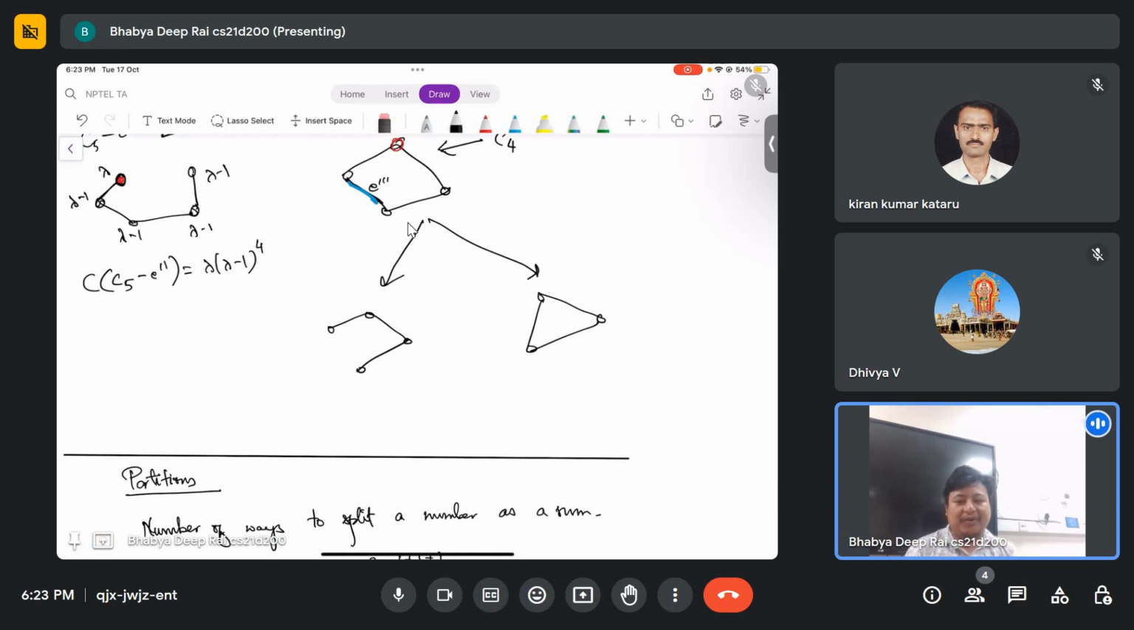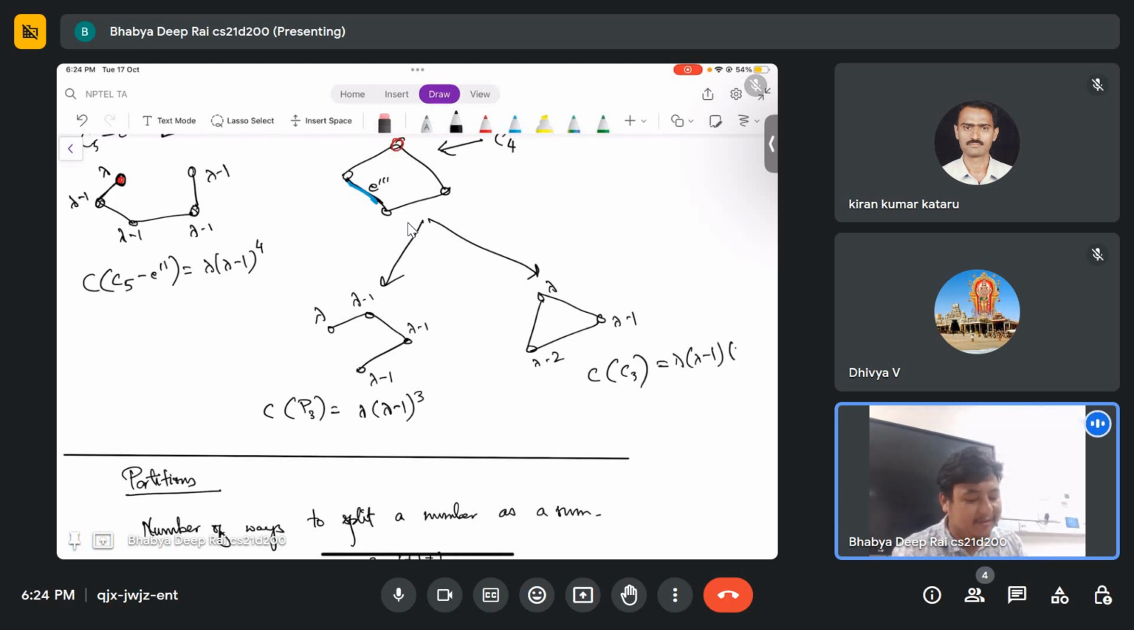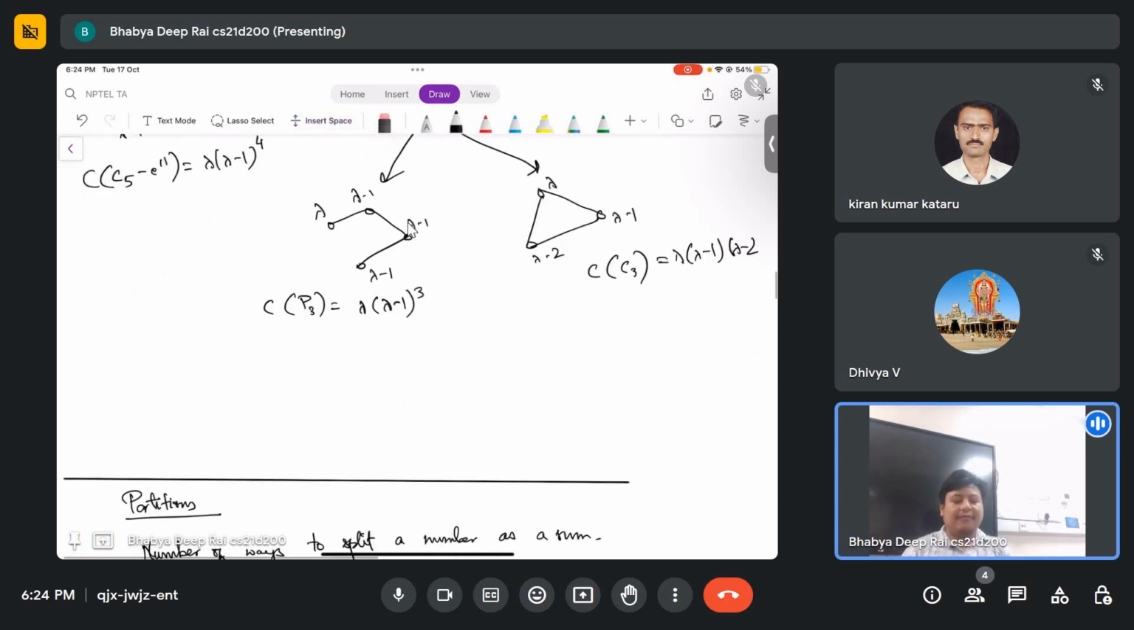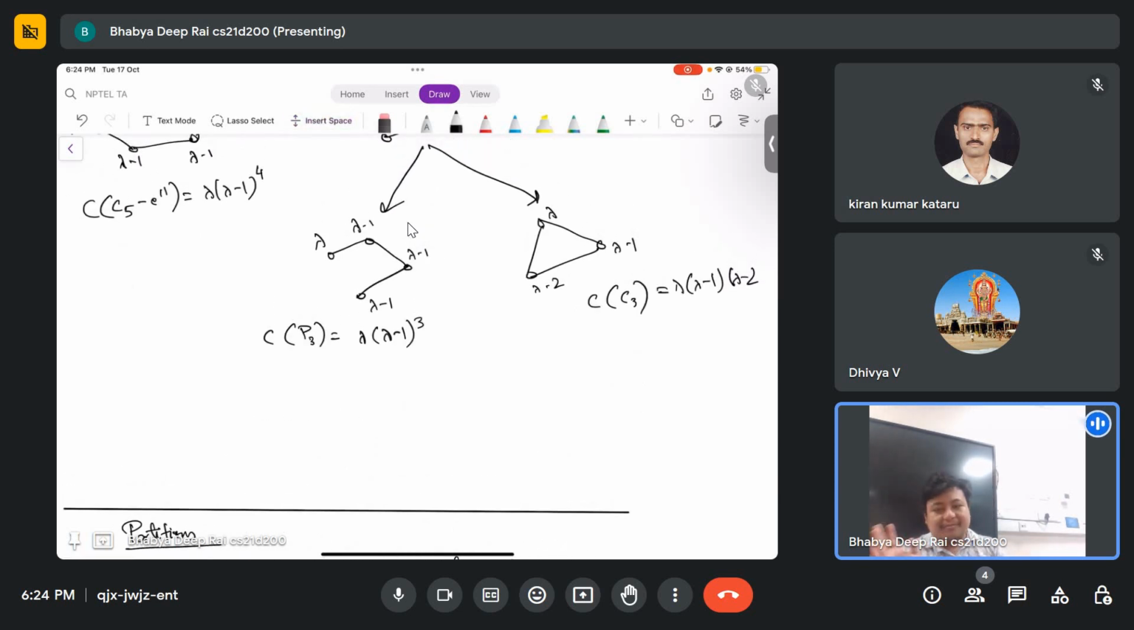Now observe, in both the cases we know how to find the chromatic polynomial. What is the chromatic polynomial here? Lambda many colors for the first one, lambda minus 1 for the remaining. So this is a path, right? The path on 3 vertices is nothing but lambda times lambda minus 1 cubed. And here we have a triangle graph, and we know that C of C3 is lambda times lambda minus 1 times lambda minus 2. So now we know how to find the chromatic polynomial for everything below. So we'll just backtrack now.